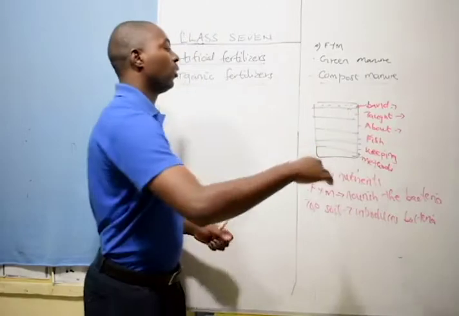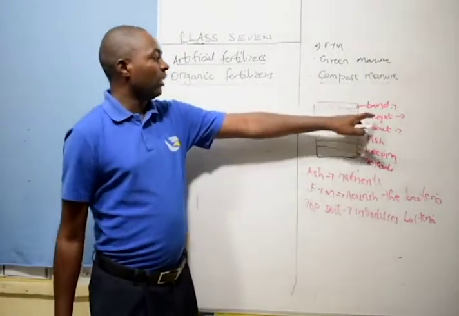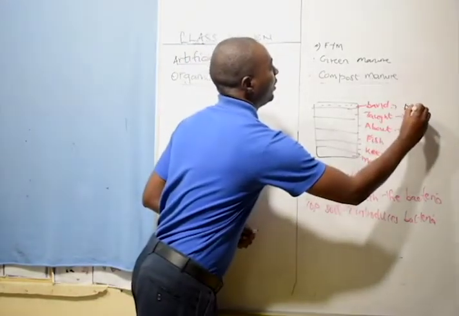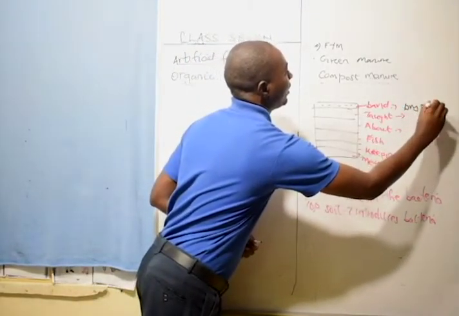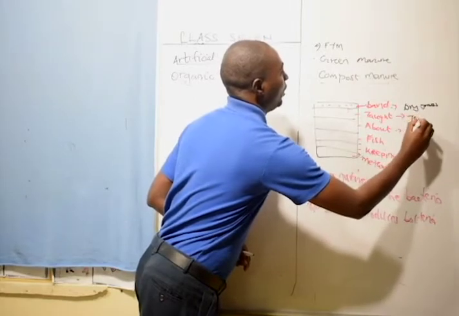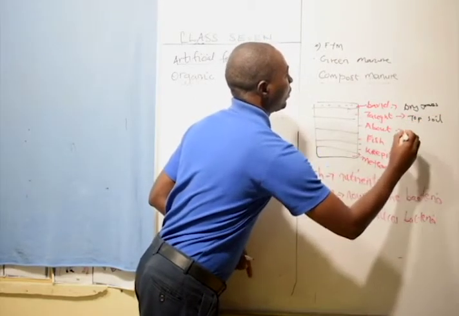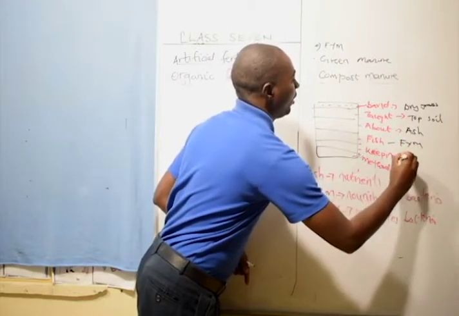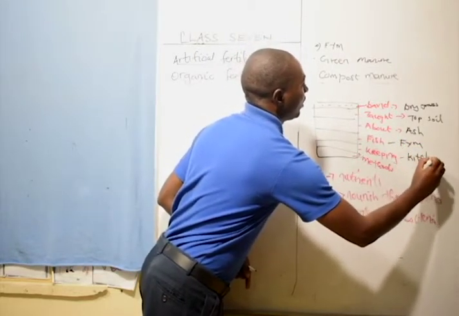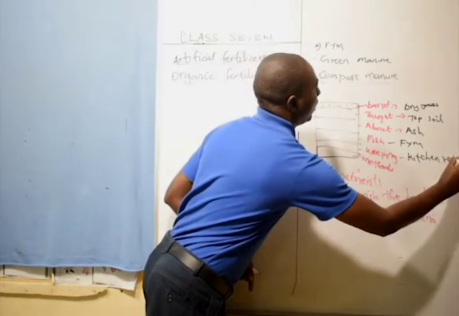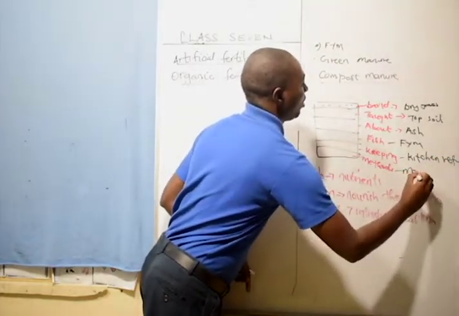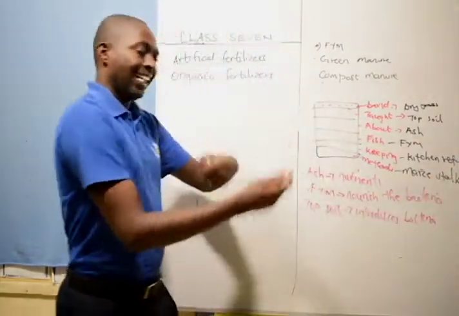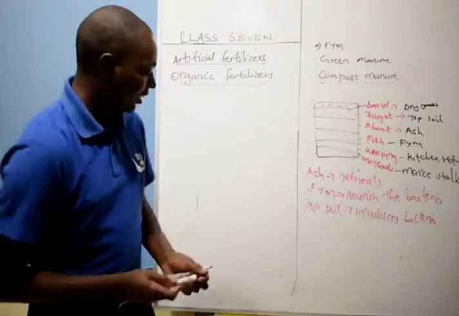It is a compost because you pile these materials. The dry grass, you pile the dry grass. You also have the topsoil. You also have the ash, that is the wood ash. We have the farmyard manure. We have the kitchen refuse. And the last was maize stalks. Last point was that turn the heap occasionally to allow proper circulation of air.